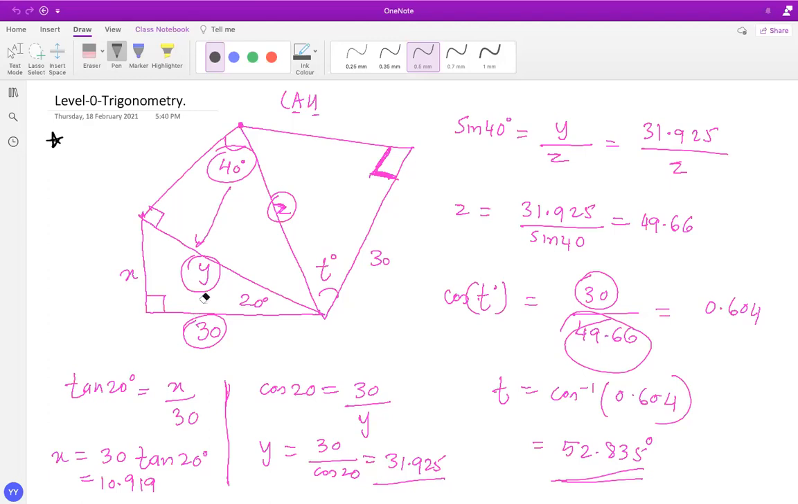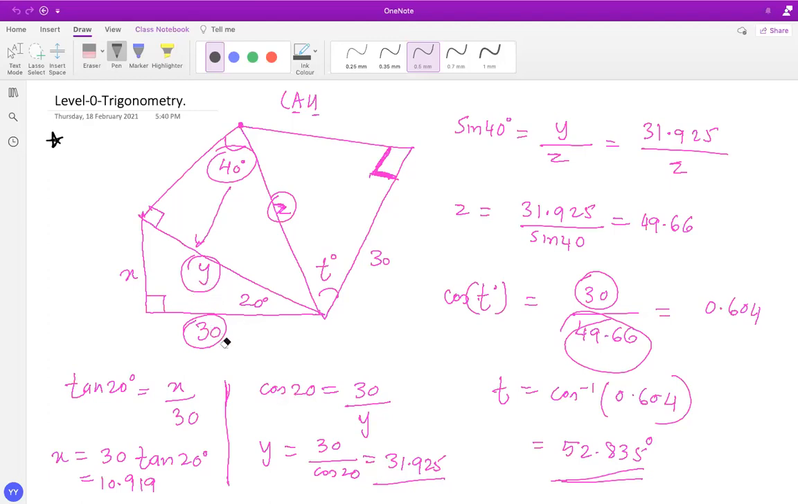So first, to find the x value, we used the tan ratio, because it's opposite over adjacent, and the tan of 20 was known to me. If I multiply 30 times tan 20, I get 10.919. So next, once I get x, after that I have to find the y value.